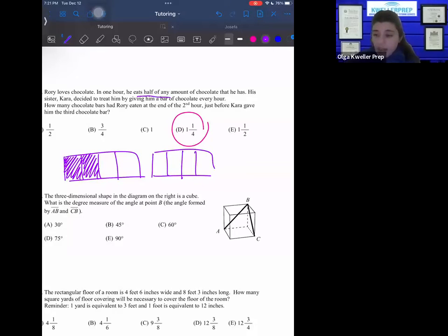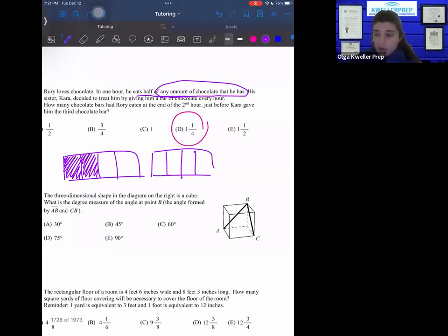Now, if we read the question carefully, he doesn't eat half of a chocolate bar each hour. He eats half of any amount of chocolate he has. Now, in this case, he has these 6 pieces of chocolate left. So now he's going to eat half that amount, which is 3 pieces, which means in total, he consumed 1 and 1/4 of a chocolate bar in 2 hours. Does that make sense?